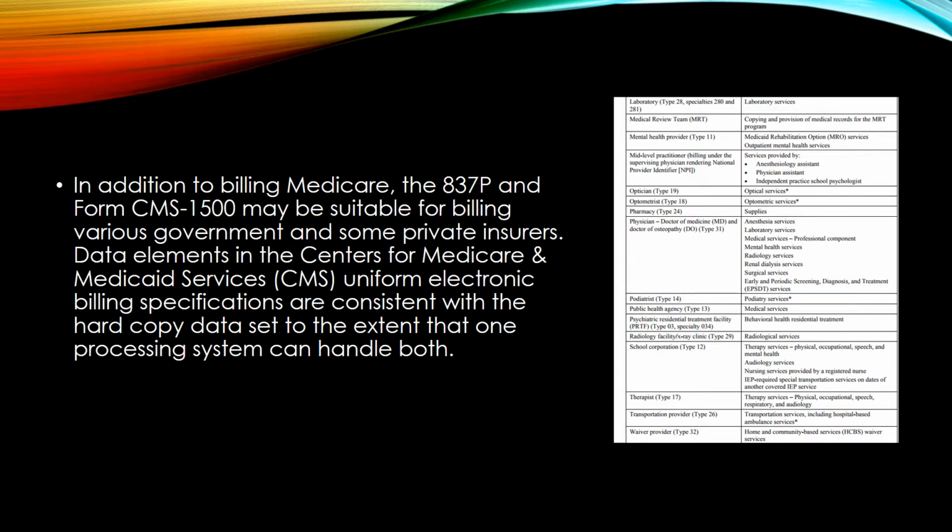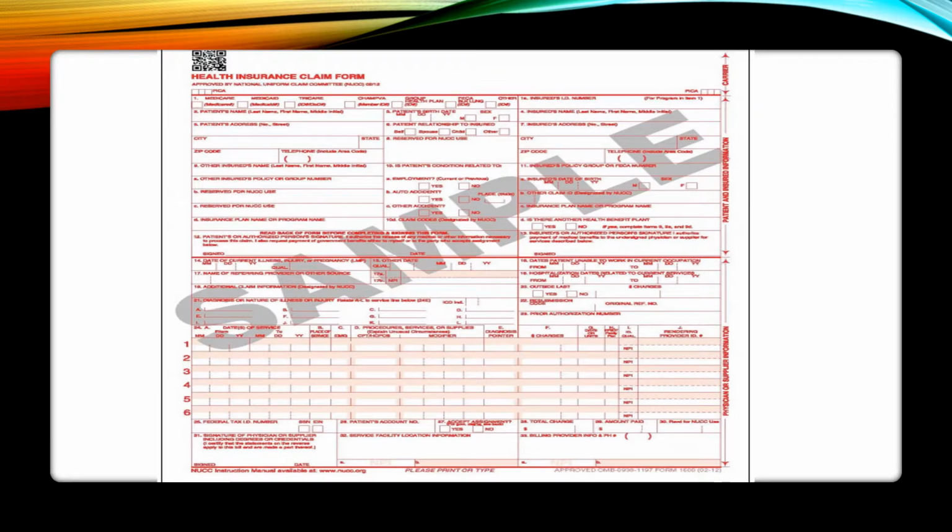In addition to billing Medicare, the 837P and Form CMS 1500 may be suitable for billing various government and some private insurers. Data elements in the CMS Uniform Electronic Billing specifications are consistent with the hard copy data set to the extent that one processing system can handle both, which is actually great. And here is just an example of what a CMS 1500 form looks like.